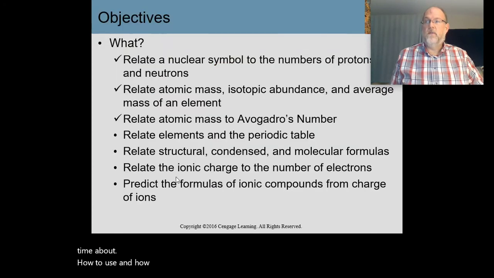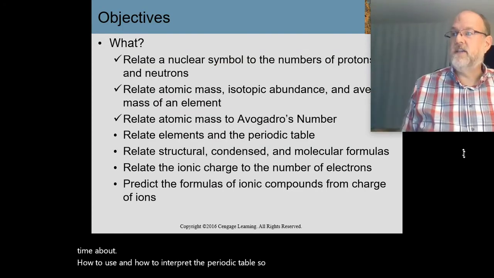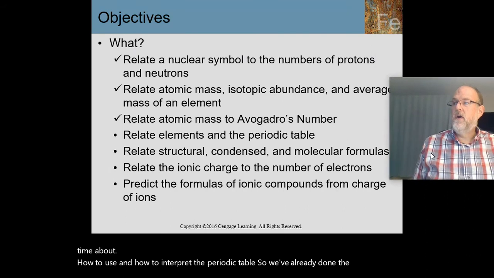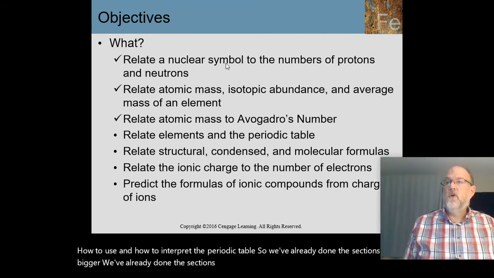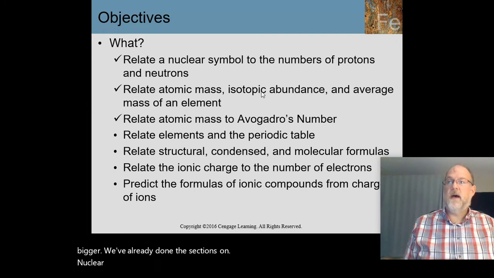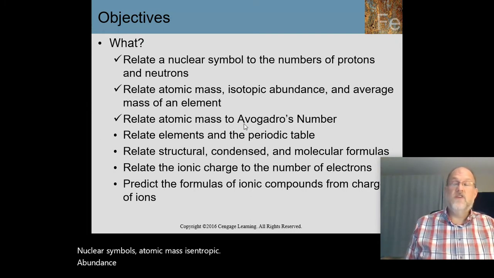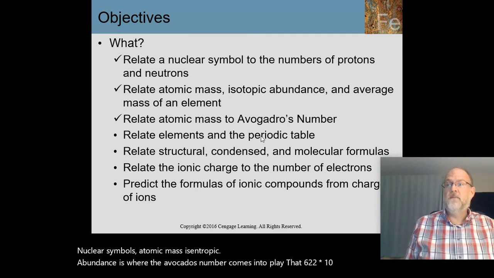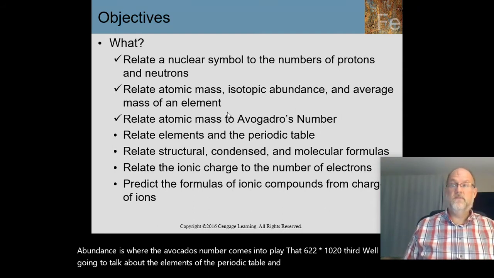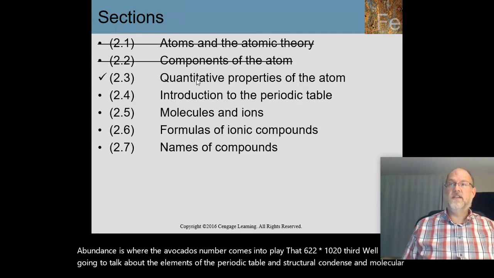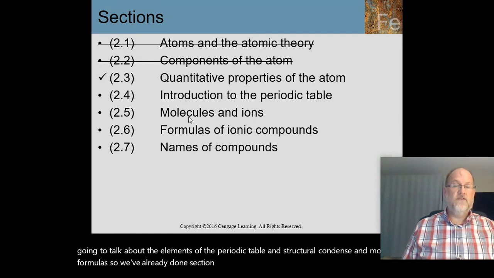So we've already done the sections on nuclear symbols, atomic mass, isotopic abundances, where Avogadro's number comes into play, that 6.022 times 10 to the 23rd. Well, now we're going to talk about the elements of the periodic table and structural, condensed, and molecular formulas. So we've already done section 3. We're going to do 4 and 5 with this video.